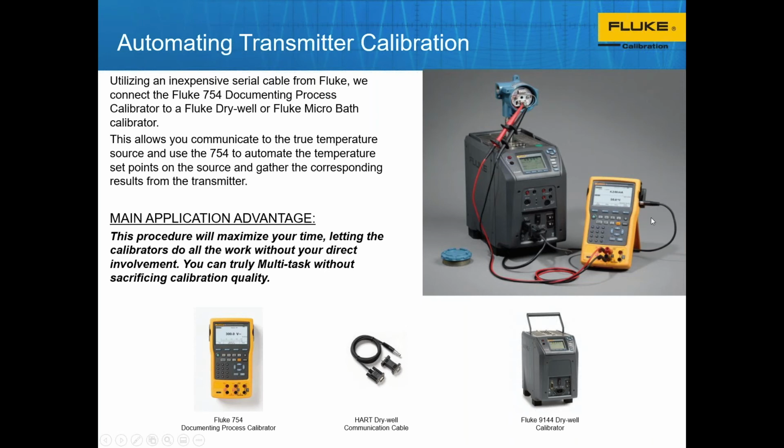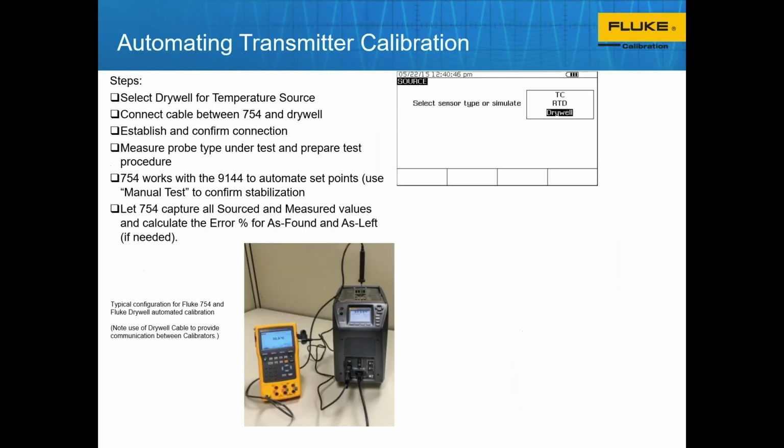And what that allows you to do is do something that we call sourcing a dry well. And we can actually use the 754 to change the set points automatically on the dry well, and then measure the corresponding response and automatically document and capture that into the memory of the 754. So I'm going to show you a quick little version of what that looks like.